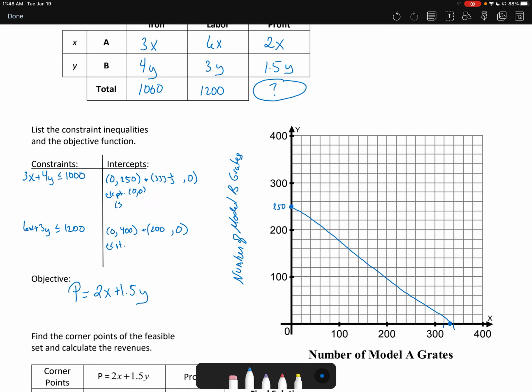If we put in 0, 0, we get that 0 is less than or equal to 1,000, so that works. So we're going to shade below this line.